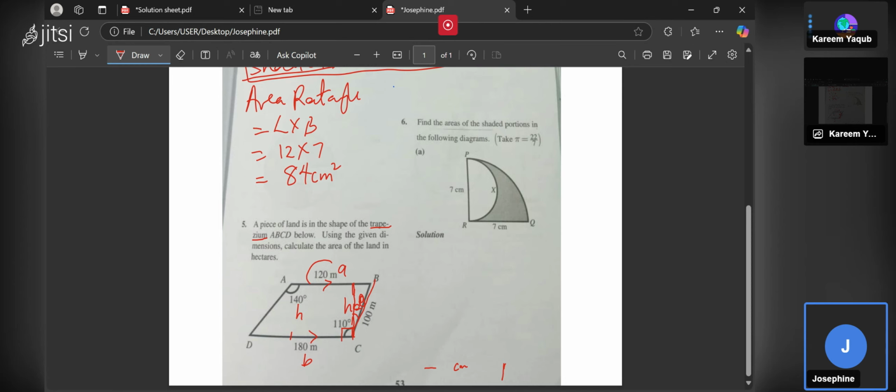And the area is h over 2 into a plus b. So h is 94 over 2. A is 120 plus 180. That's all. So we then calculate.